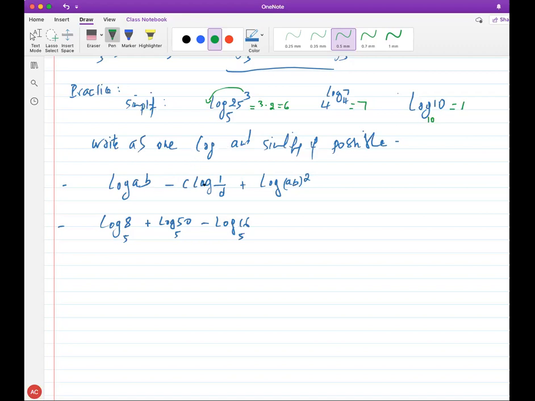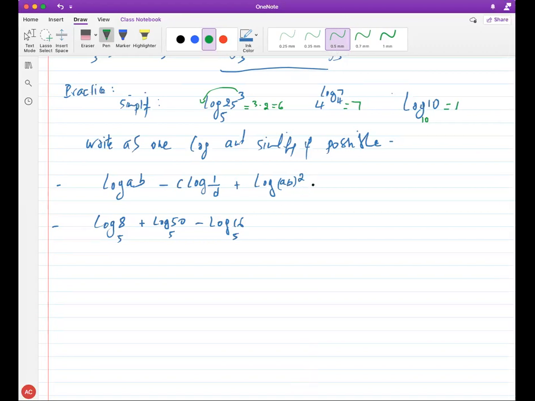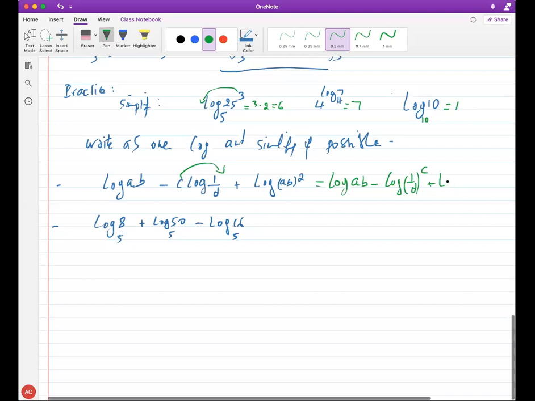Now we're going to put these two together. First, we're going to divide these. It's going to be a log AB. But actually, we need to move this up first. It's going to be log AB minus log 1 over D to the power C plus log AB squared.